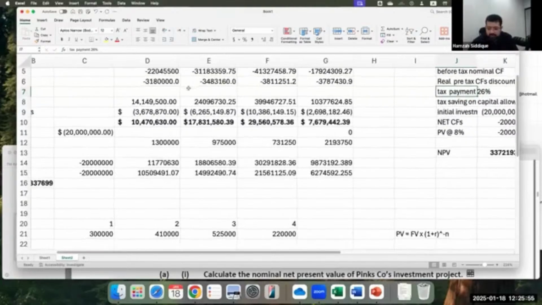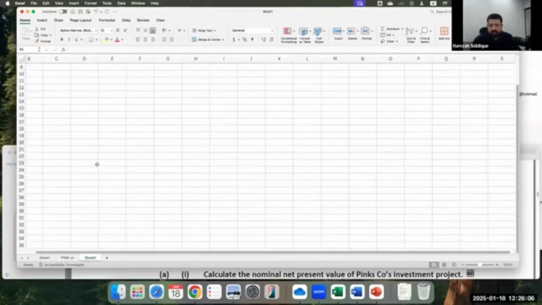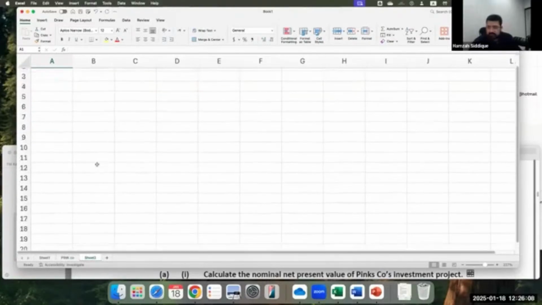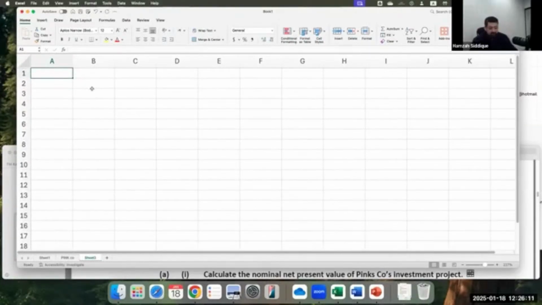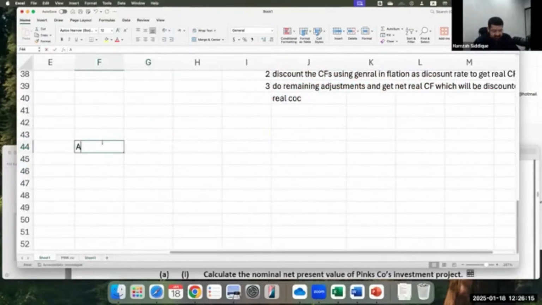Any confusion, anyone so far? Okay, let us proceed further. So the question name is Pink Company. Yes. The next topic today is adjustment of taxation, which we were doing. Although we have already done it in the practice question. So taxation adjustment on NPV pro forma.